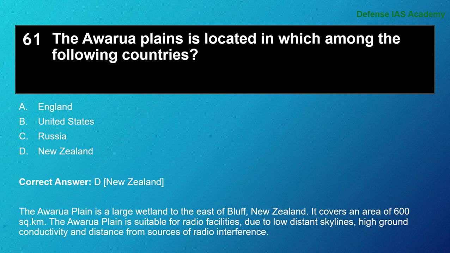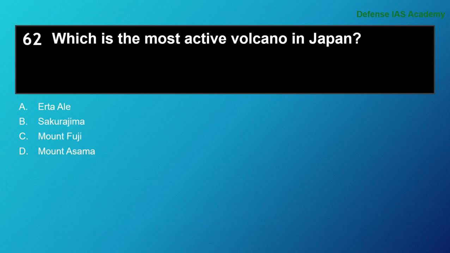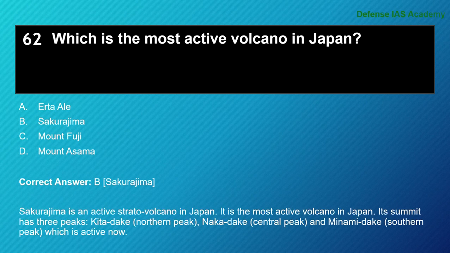Next question, the Awarua Plains is located in which among the following countries? The answer is option D, New Zealand. The Awarua Plain is a large wetland to the east of Bluff, New Zealand. It covers an area of 600 square kilometers. It is suitable for radio facilities due to low distance skylines, high ground conductivity, and distance from sources of radio interference.